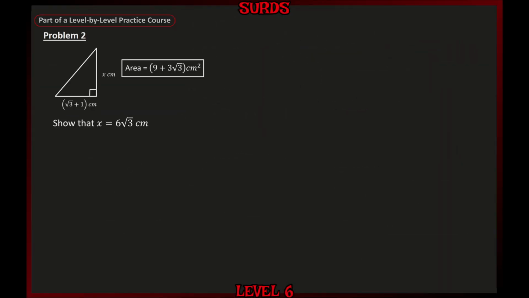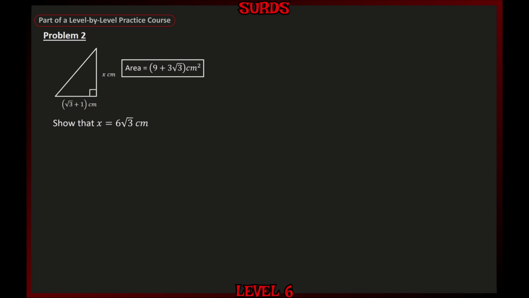In problem 2, we're given a right angled triangle where the base is root 3 plus 1 centimeters and the perpendicular height is 8 centimeters. We're told that the area is 9 plus 3 root 3 centimeters squared, and we need to show that x, the perpendicular height, is 6 root 3.